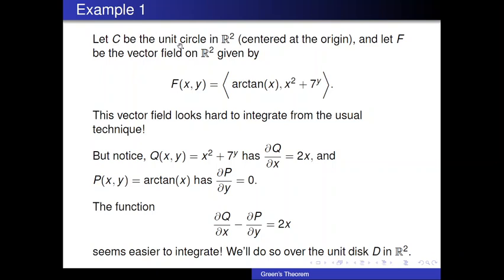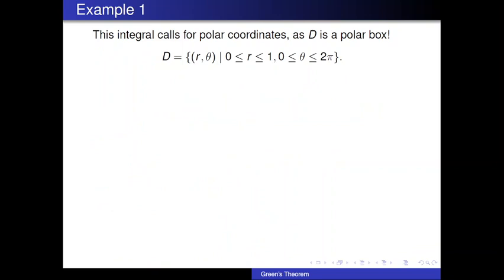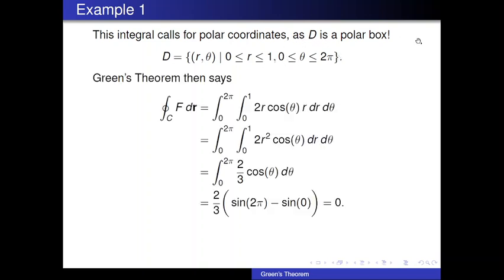If we have the unit circle here, it bounds the unit disk. And we know how to do integrals over the unit disk, right? We can just use polar coordinates. We love those. So we'll have D, the region enclosed by the unit circle, is the set of (r, theta) such that r goes between 0 and 1, and theta goes between 0 and 2 pi. Great.